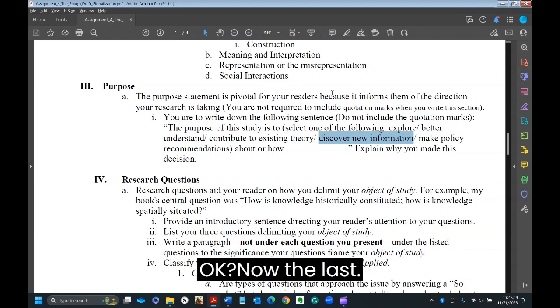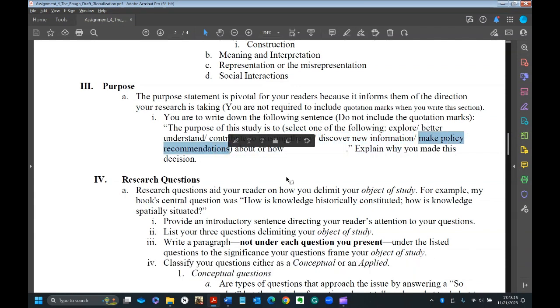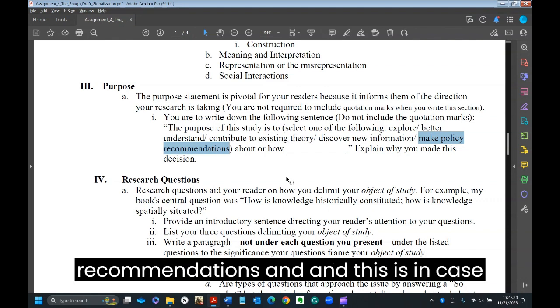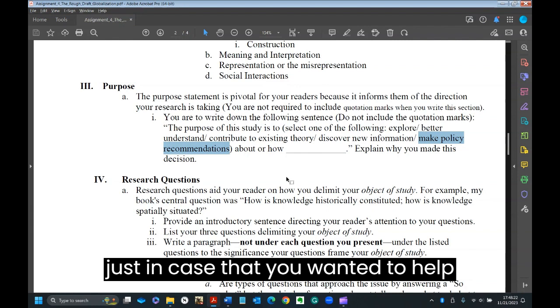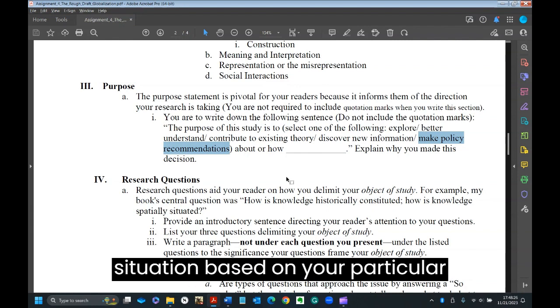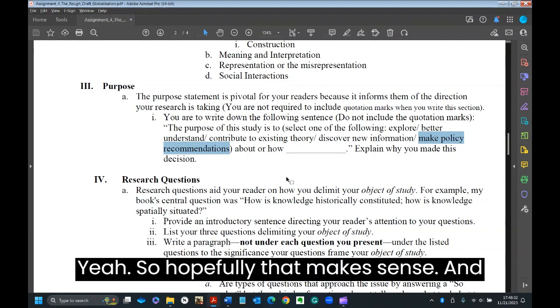Okay. Now, the last selection that you have for this particular section is make policy recommendations. And this is just in case you wanted to help ameliorate or improve the situation based on your particular topic. Okay. So hopefully that makes sense.